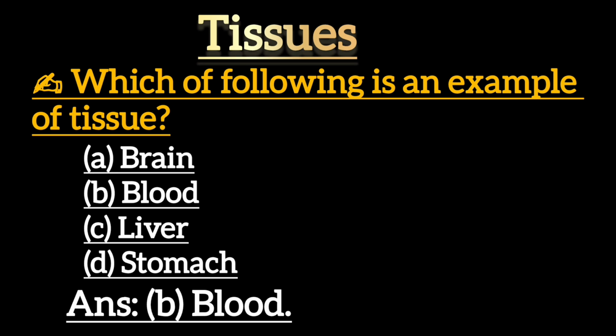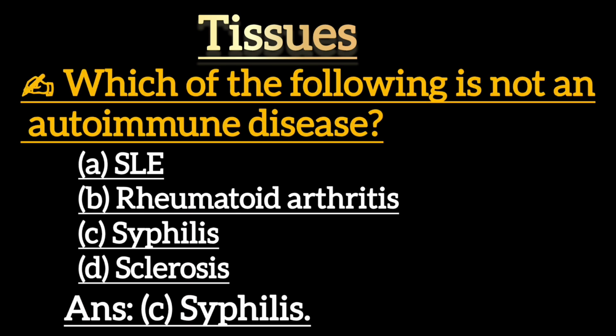Next one is which of the following is an example of tissue? Option A, brain. Option B, blood. Option C, liver. Option D, stomach. Correct answer is option B, blood. Next one is which of the following is not an autoimmune disease? Option A, SLE. Option B, rheumatoid arthritis. Option C, syphilis. Option D, scoliosis. Correct answer is option C, syphilis.